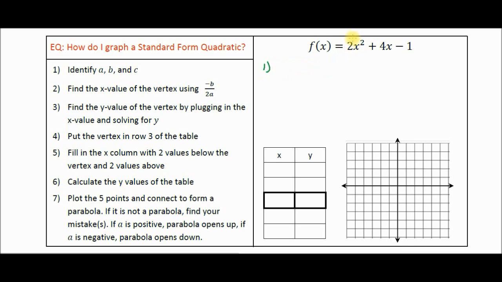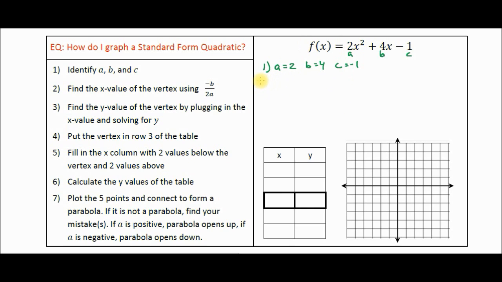Based on the standard form, we know that the 2 is the value of a, the positive 4 is the value of b, and the negative 1 is the value of c. And remember, if there's no b term in our function, then b is 0. If there's no c term, then c is 0. So in this case, we've identified that a equals 2, b equals 4, and c equals negative 1.